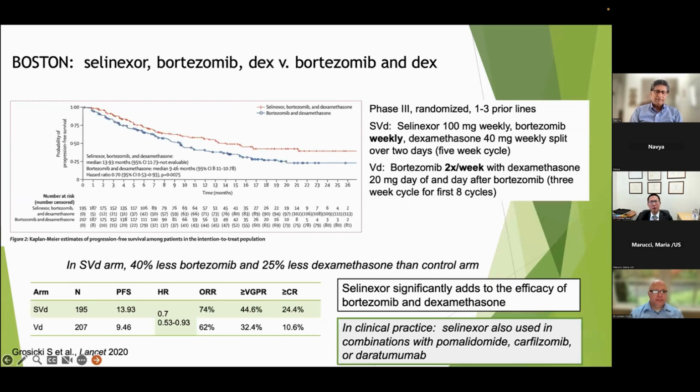I think the theme that I wanted to point out is that with selinexor in current contemporary practice, we're using it in combinations either with carfilzomib or with pomalidomide, so you can have this excellent efficacy as well as improved tolerability. And these are regimens that are available to you in the community while you're potentially awaiting access to some of the newer therapies. Next slide.